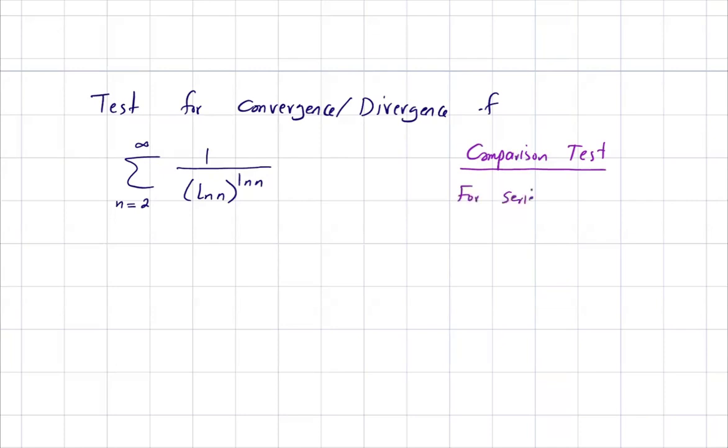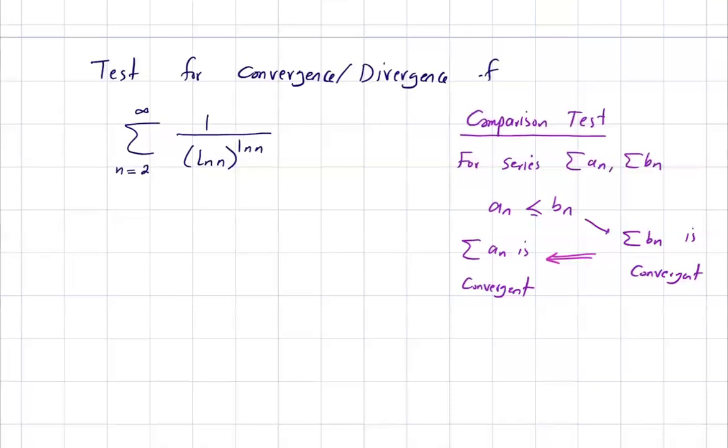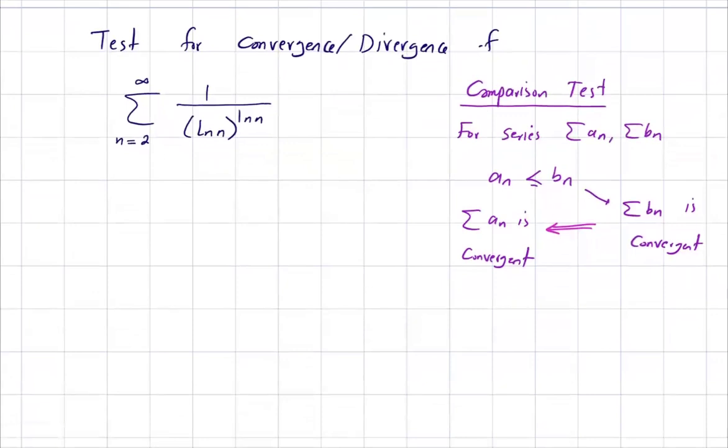For series summation an, summation bn, if an is less than or equal to bn, and if the larger series is convergent, you can conclude that the smaller series is convergent as well. So for this series, I'm going to break down the general term into smaller pieces. Let us begin.